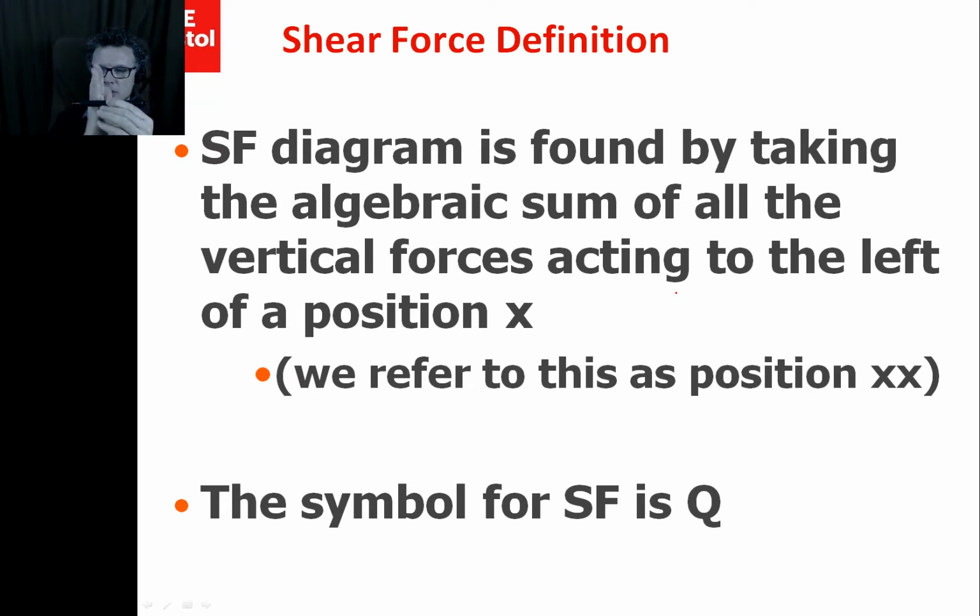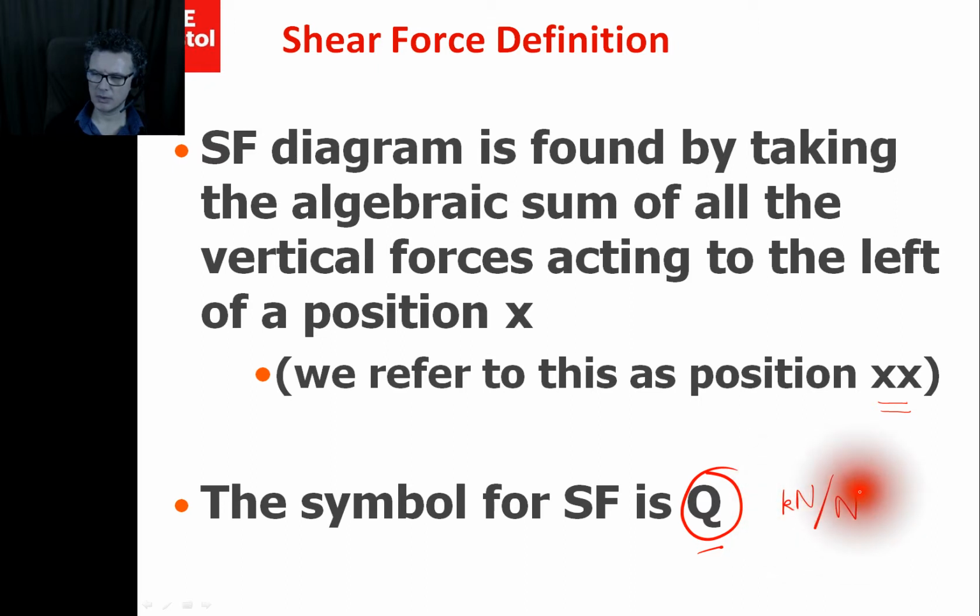And as I'm going across, I'm always going to look leftwards of that x position, which I'm going to call xx, and we'll see why in a moment. And I'm going to add up the forces. I'll be taking upwards as positive, and then plot them out like a plot as I move across that beam. The symbol that I'm going to use for this graph is going to be called Q, and that will have units of probably kilonewtons or maybe newtons, because we're adding up forces.